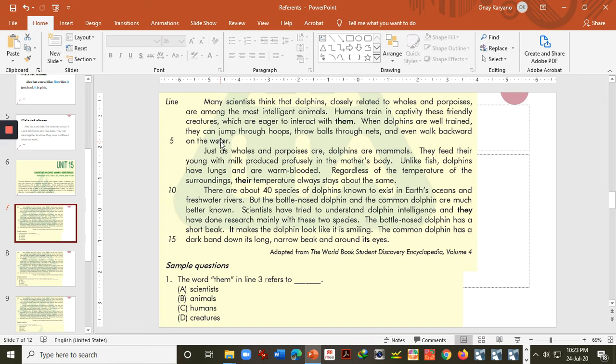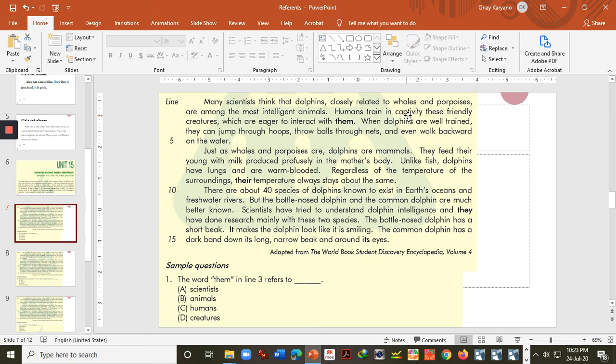And in the TOEFL test, the question will always mention the line. Jadi kita langsung lihat aja like this. The word them in line 3. Ya, ini kita tahu ini 5, berarti kita tahu ini 4, ini 3. Berarti langsung kita cari dan ketemu kita them. Okay. And then when we already found the word them here, karena sudah ada petunjuknya, refers to scientists, animals, humans, or creatures. Oke, nah kita baca seluruh kalimatnya.